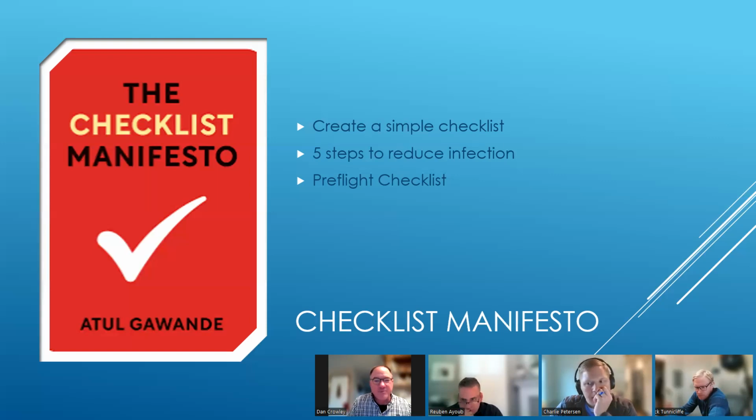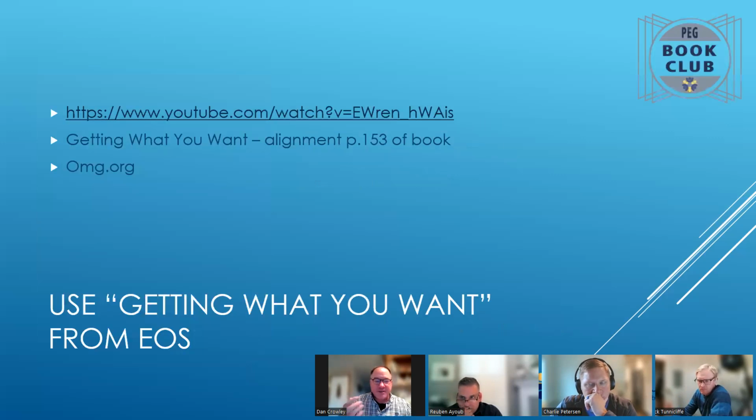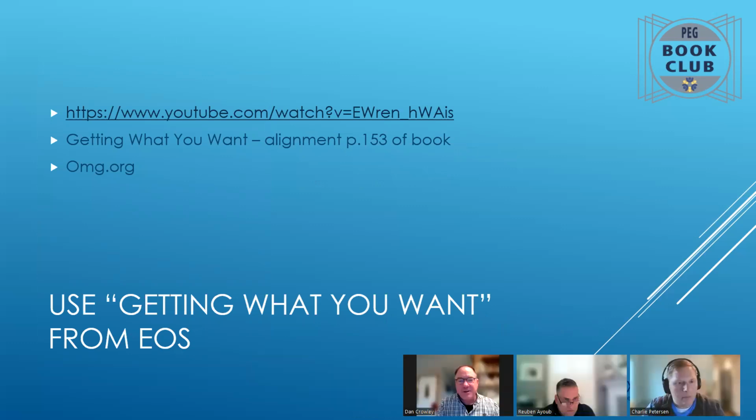And so inside peer groups, we try to talk about checklists and creating them. And hey, if I want to take a month off, I want someone else to pick up where I left off, I've got to give it to them in the form of a checklist. So this is the getting what you want piece from EOS. There's actually a link here on YouTube, so I'll send you the PowerPoint. You can click on this.